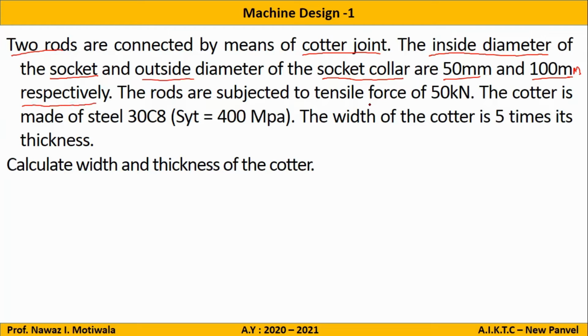These rods are subjected to a tensile force of 50 kilonewton. The cotter, that is the pin, is made up of steel. Material given is 30 C8 with a yield stress in tensile as 400 megapascal. The width of the cotter, again width of the cotter means B, is 5 times its thickness.